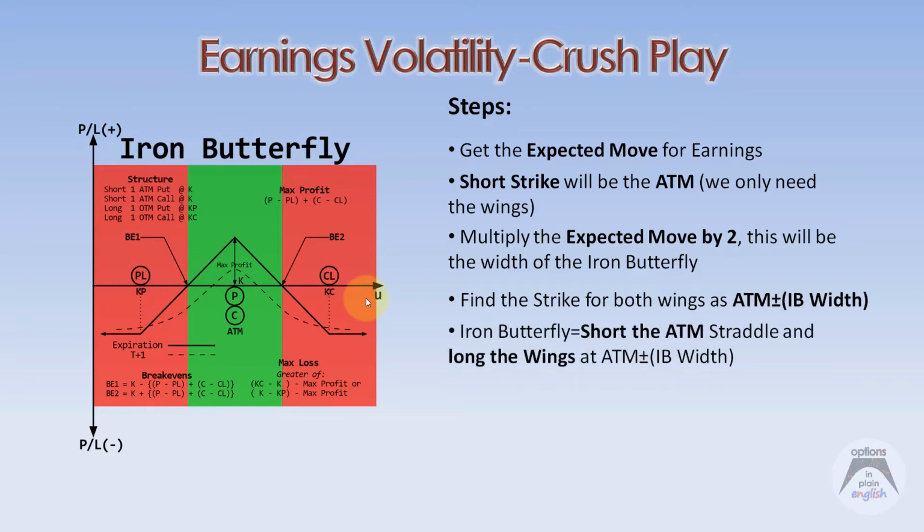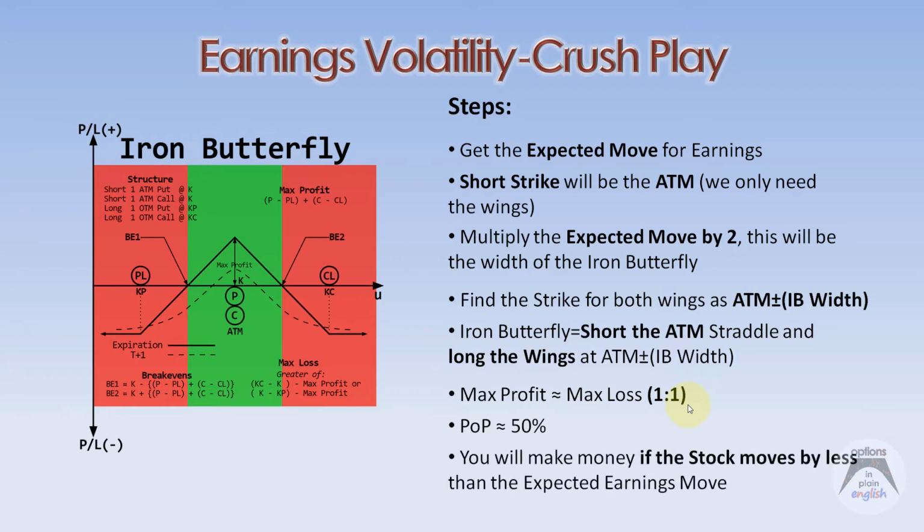The iron butterfly is going to be short the at the money straddle and at the same time long the wings at the at the money plus and minus the iron butterfly width, which is the expected move multiplied by 2. And that's it. You put it on. That's going to be your trade. The max profit should come out to approximately the same as the max loss. So you're risking 1 to 1. Your probability of profit is going to be around 50%. And you will make money if the stock moves by less than the expected earnings move.